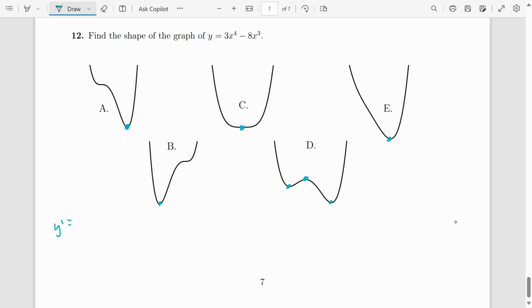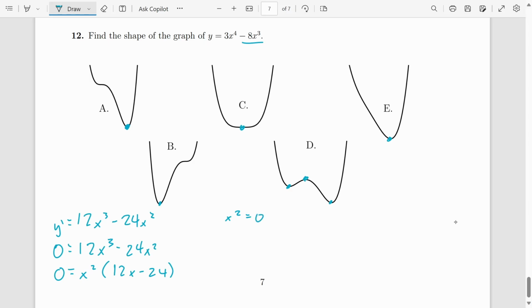So y prime equals derivative of 3x to the fourth is 12x cubed. We can do power rule for that. And same thing for -8x cubed, that's going to be minus 24x squared. So that's the derivative. And now setting equal to 0, we get 12x cubed minus 24x squared. We can take an x squared out of both of these two terms. So we get 0 equals x squared times 12x minus 24. And we can go ahead and split this off into two separate equations now. So x squared equals 0 and 12x minus 24 equals 0.